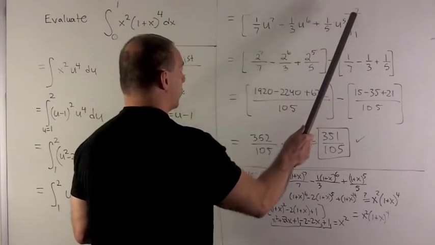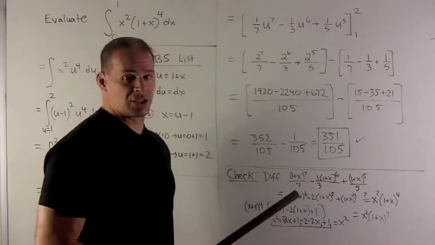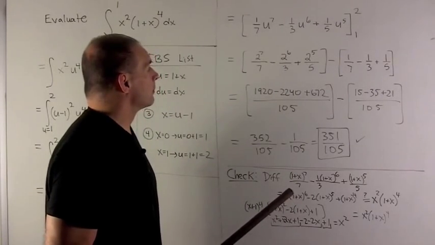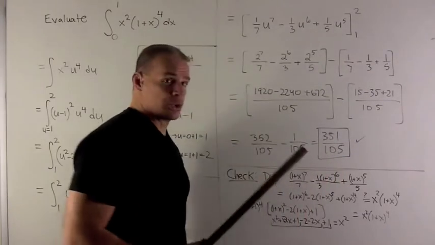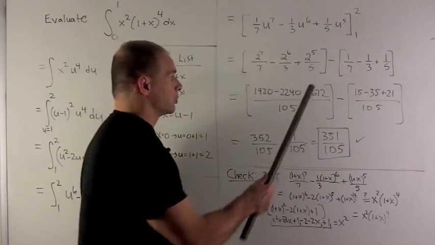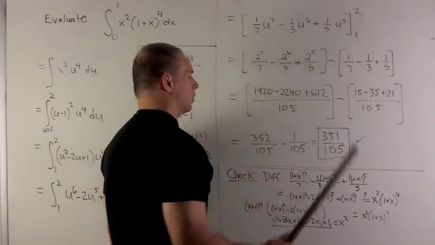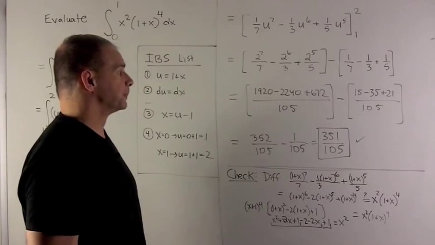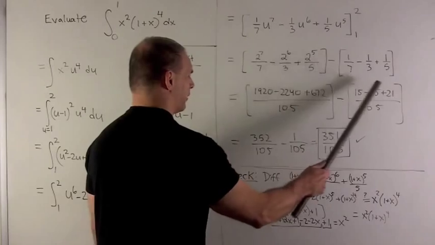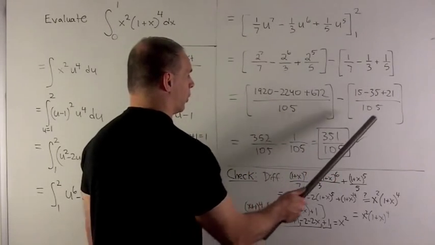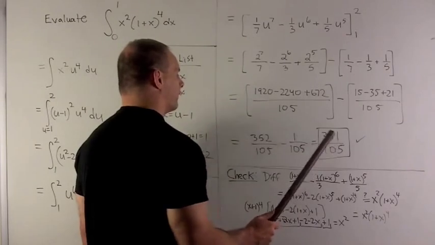So now we're going to evaluate at 2 and at 1 and then take the difference. So this is just pushing numbers through. So we get this, we get this. Make sure you use parentheses because you don't want to lose the distribution from this minus sign or it'll make things look wrong. Okay, so I collect all my terms, put everything over the common denominator of 105. We get 351 over 105.